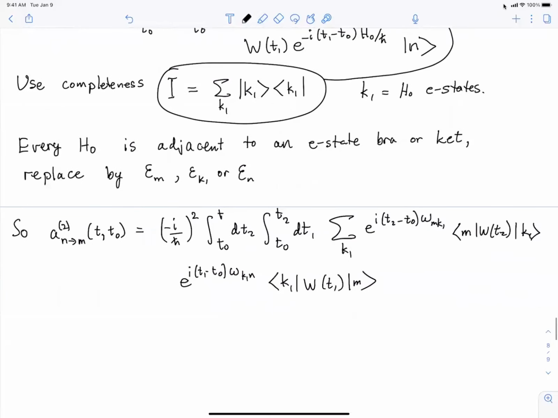Okay, and so what have we done? We've boiled this thing down to, can we evaluate matrix elements? So even though W might be complicated, we know what these states are. And so if we can evaluate the matrix elements, then those become numbers. These are numbers that we know. They depend on the T's, but then we have to integrate over the T's. But in principle, this can be done.